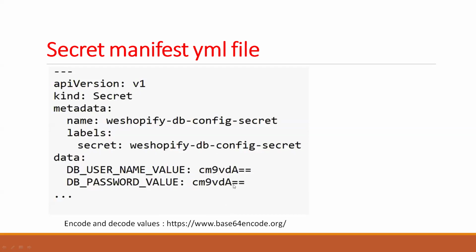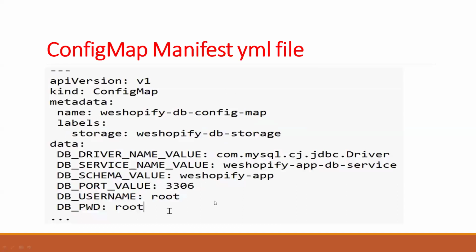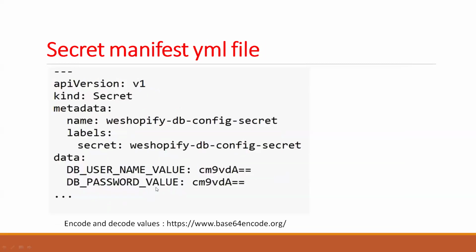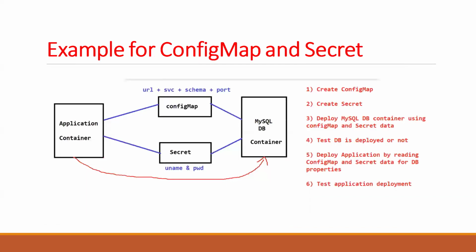Now you understood, guys? This is the config file and this is the secret file. These files will dynamically change the values. Every environment has its own data, its own config maps and secrets. Guys, now you understood? So this is an example for the config map and secrets.